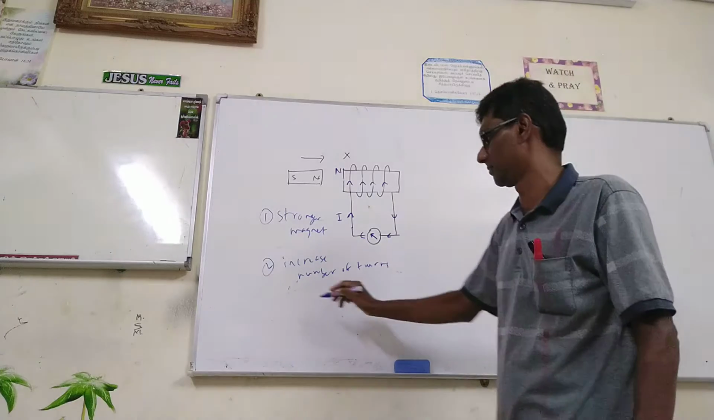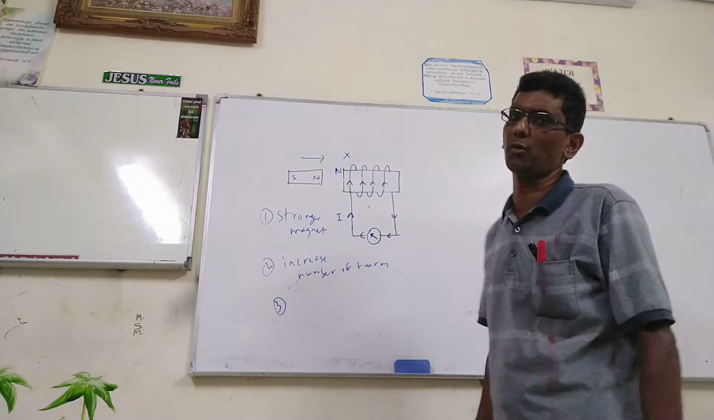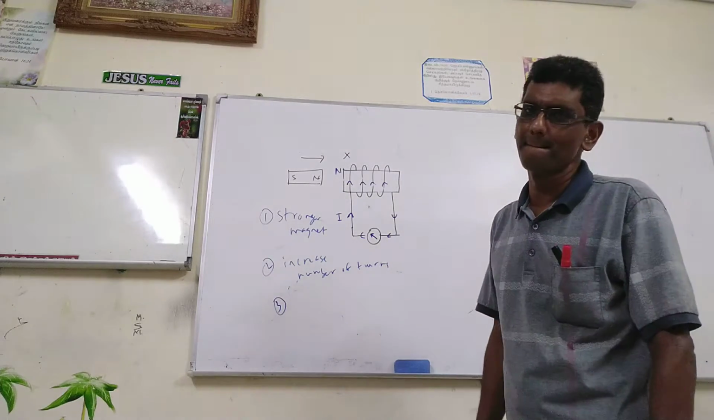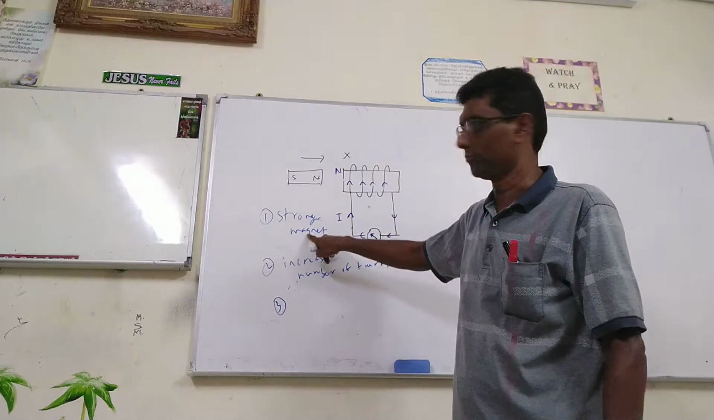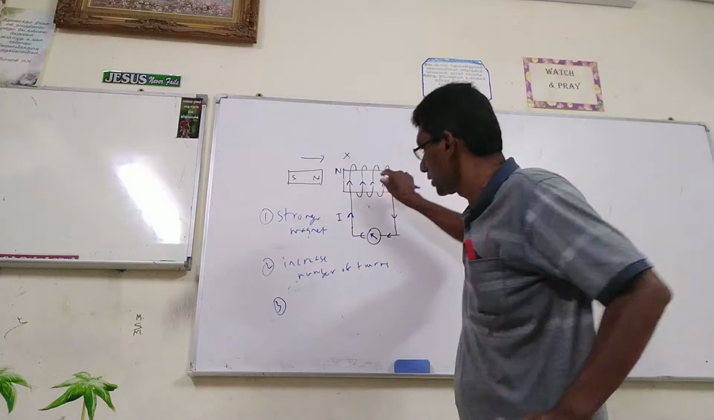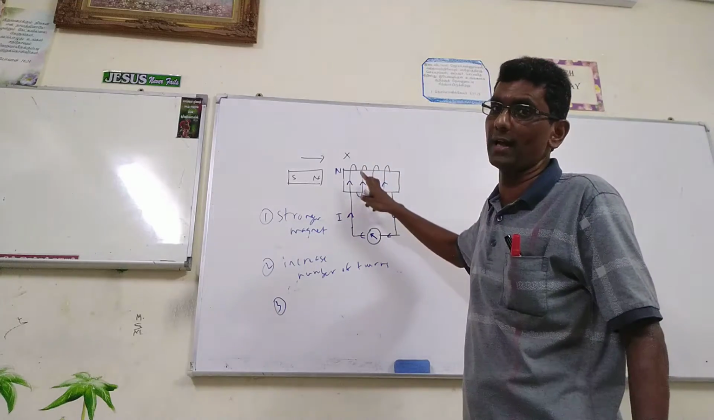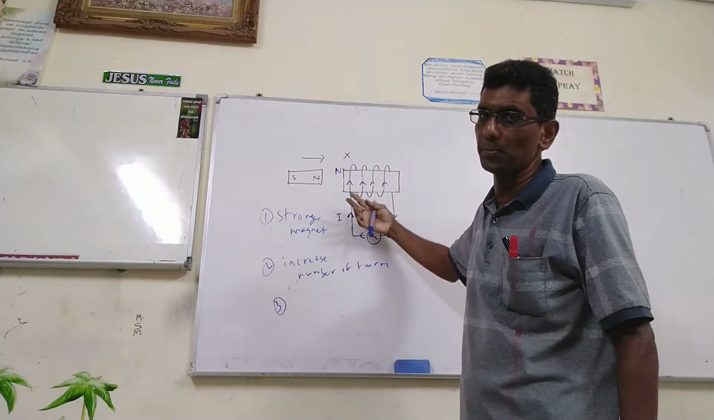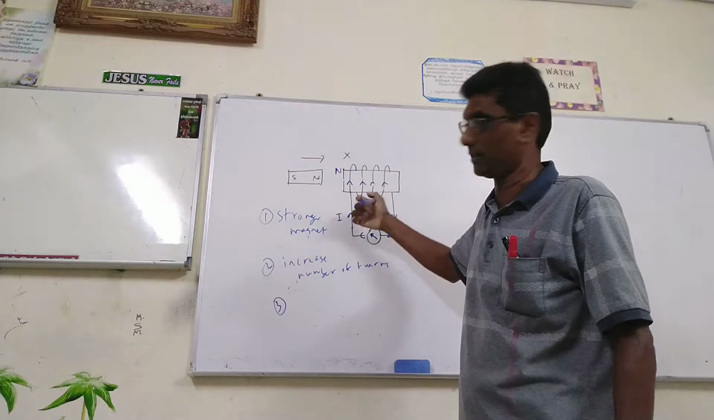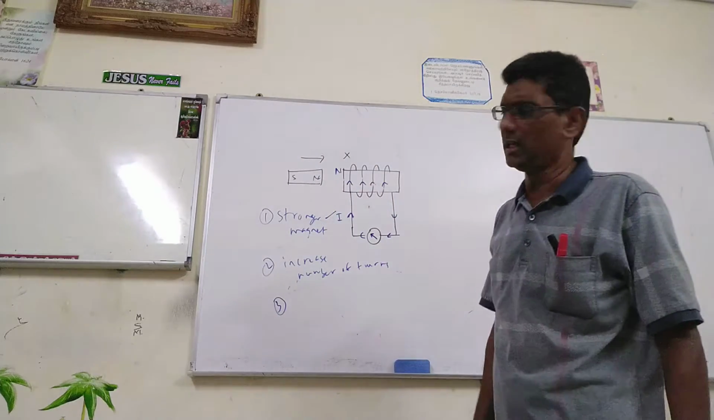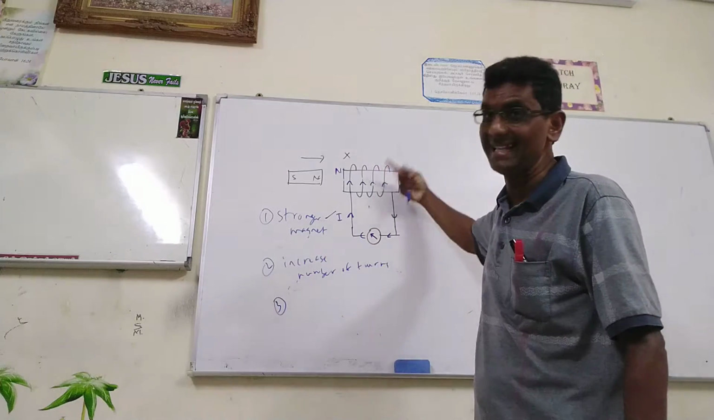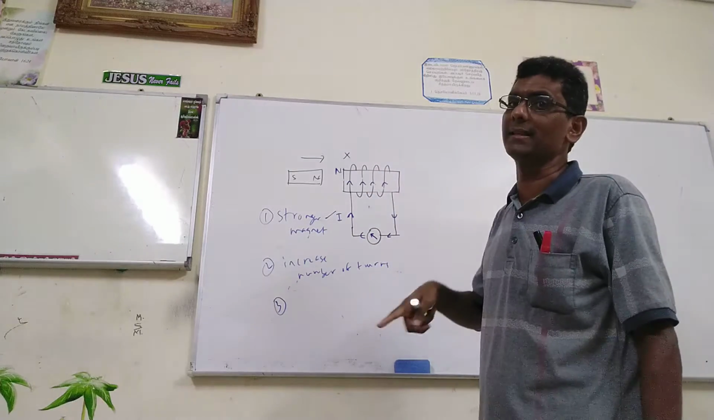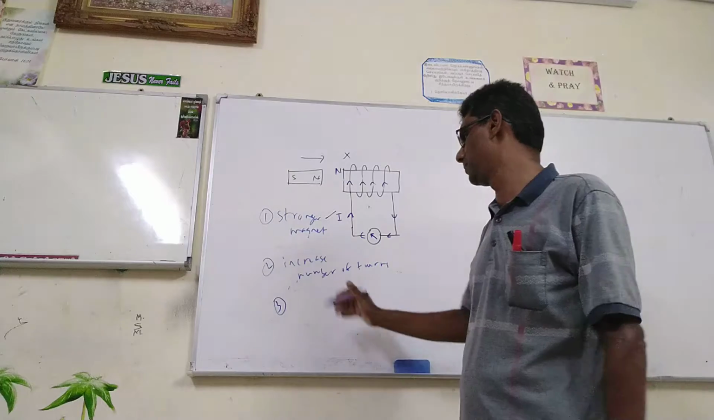Another one? Use a stronger magnet. If you push a stronger magnet, you cut more flux, so you produce more induced current. This is the answer for the first method. Or another method, increase the number of turns. Another method, increase the relative speed.